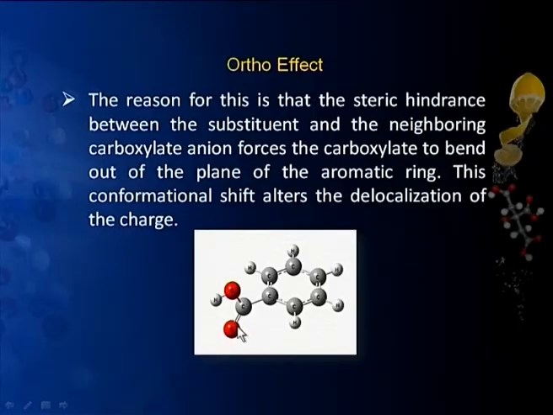When there is a substituent at the ortho position, the carboxyl group bends and comes into a plane which is perpendicular to the plane of the benzene ring, as shown here. And now the resonance between the ring electrons and the carboxylate anion does not exist. That is why it is shown here as a double bond, and here we have shown the dotted line.